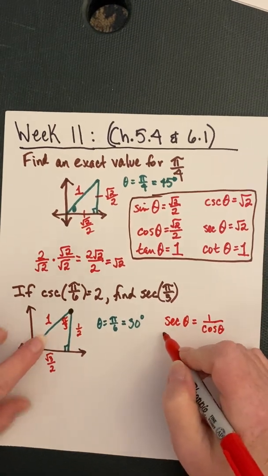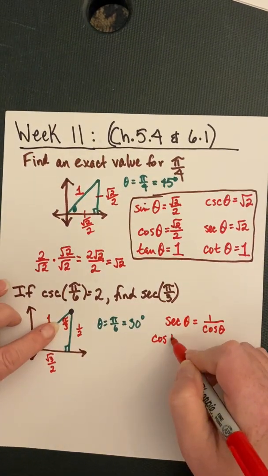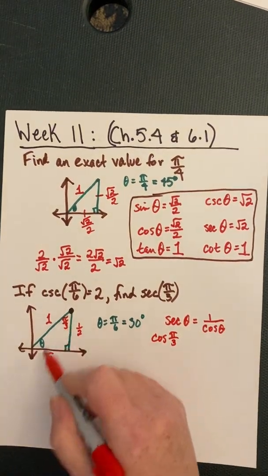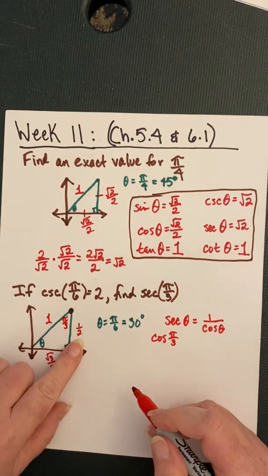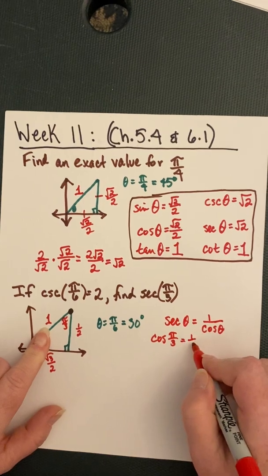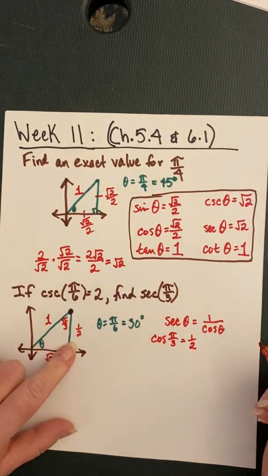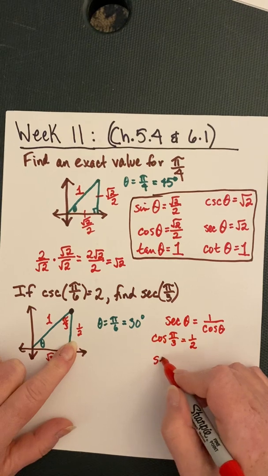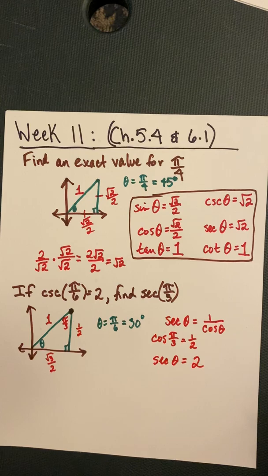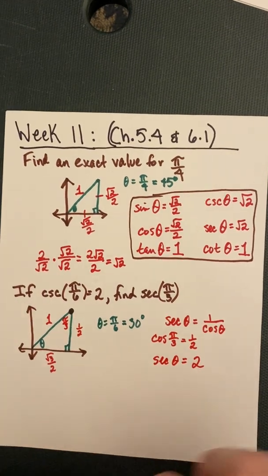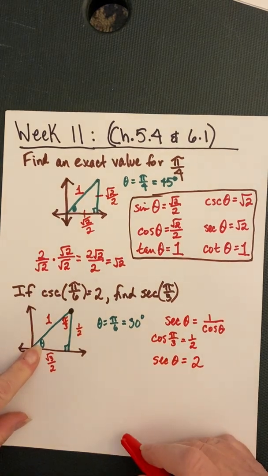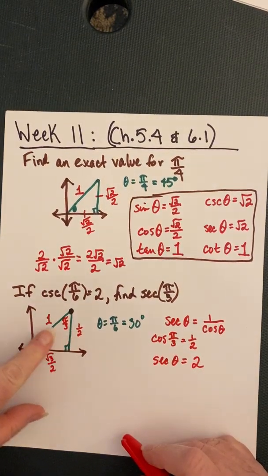So let's find the cosine of pi over 3, okay? In this situation, cosine is adjacent over hypotenuse. So the cosine is 1 over 2 over 1, so it's just 1 over 2. So that means the secant must be 2 also. Okay, and by the way, the cosecant is also 2 because cosecant of this angle here is opposite and hypotenuse.